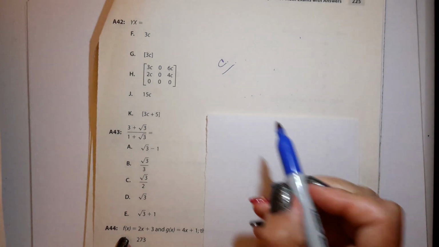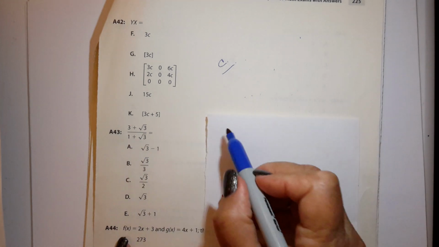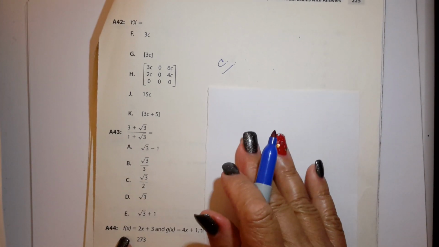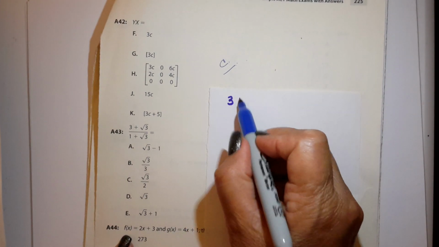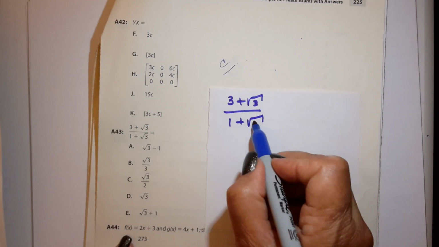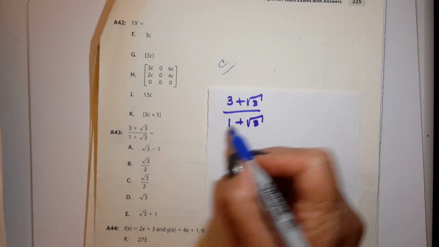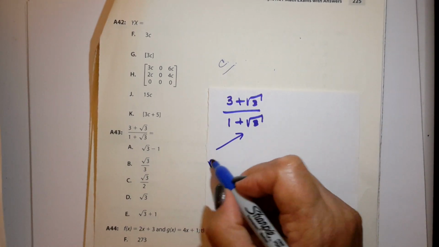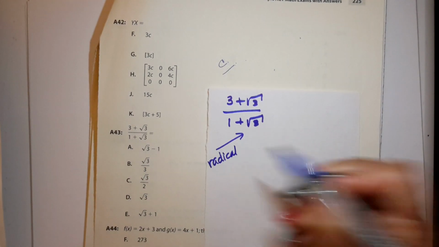Okay, we're doing problem 43, so we're moving forward. This is kind of nice. This is just asking you to simplify. You have here a 3 plus the square root of 3, and you have here 1 plus the square root of 3. You got to be very careful because we don't like to have radicals in the denominator.